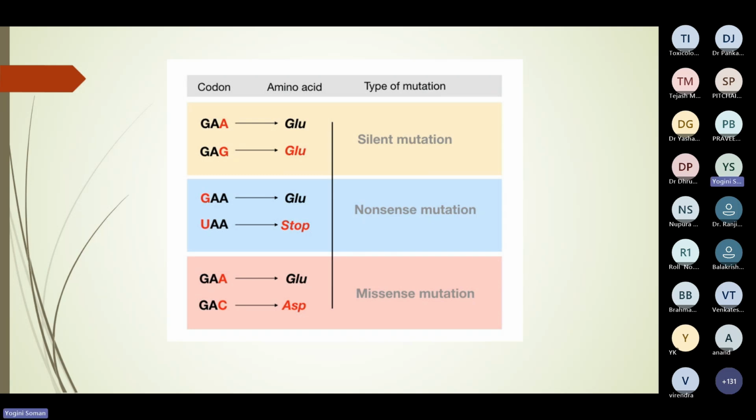So you can see here there is a GAA, and now there is a nucleotide change. There is addition of a stop codon, that is UAA.